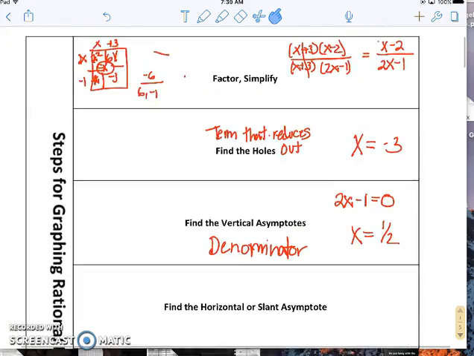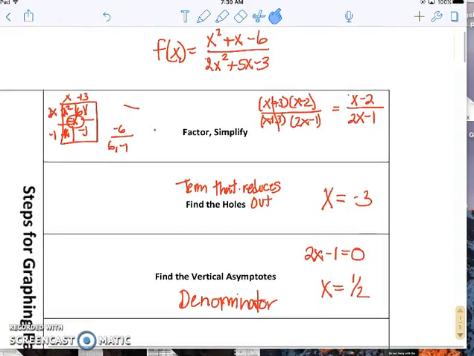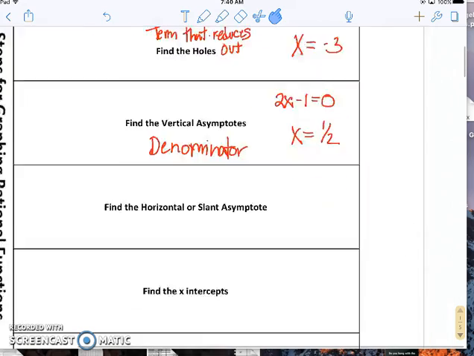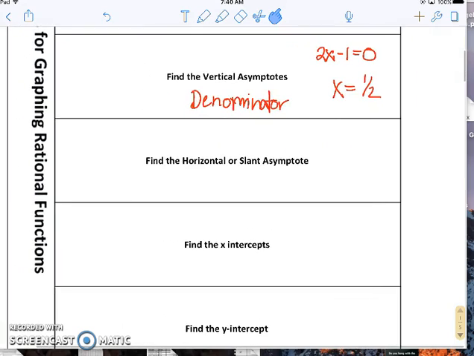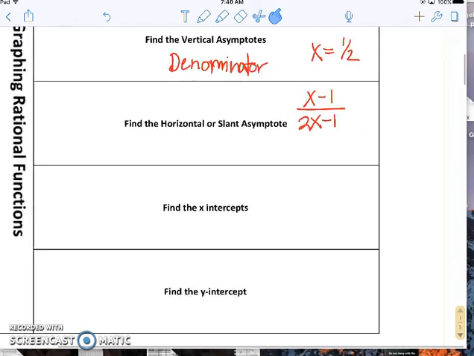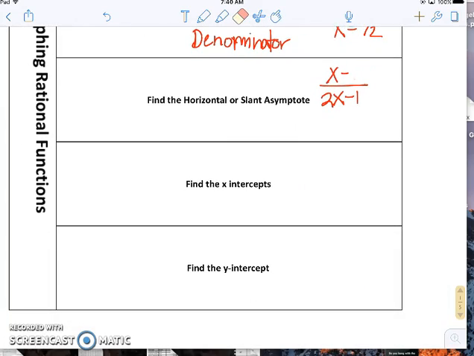Next, the horizontal asymptote. Well, let's see, what did we have again? We could look at our original or our simplified one. So we had x minus 2, or x minus 1. Was it plus 1? It was x minus 2. Sorry about that. So x minus 2 over 2x minus 1. If we look here, they're both x, so looking at our coefficients, it would be at y equals 1/2.